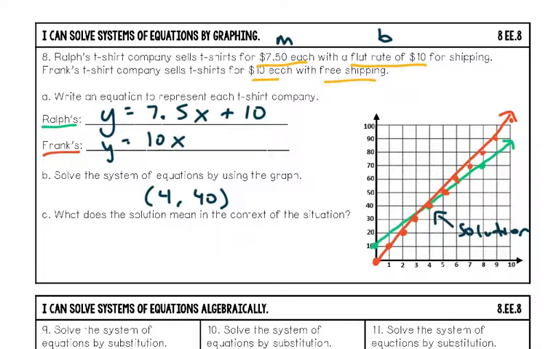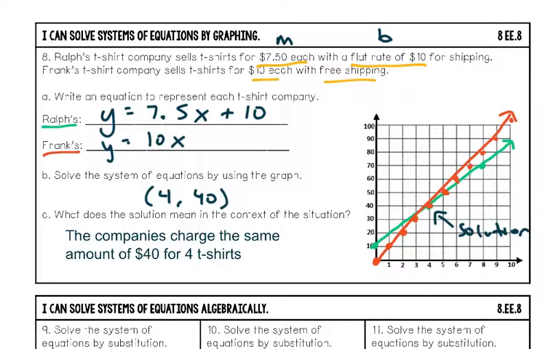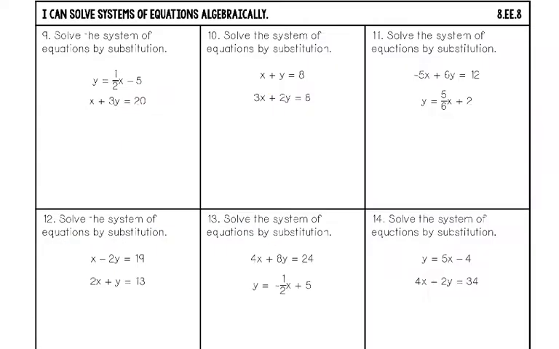In context, that means, what does it mean with the problem? What does that mean with the shirts and the money and all that stuff? Well, it means that Ralph and Frank's t-shirt shops charge the same amount of $40 after 4 t-shirts. All right, so the next set is solving systems of equations algebraically. That's by substitution, and then later on through elimination.